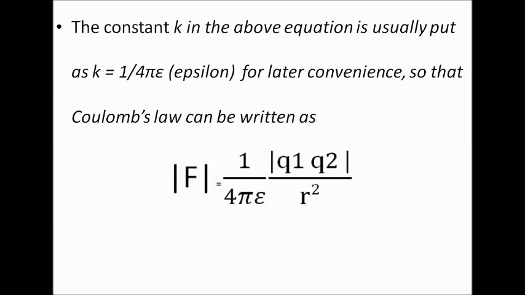Magnitude of force acting between two charges is equal to 1 by 4 pi epsilon into the magnitude of the product of charges divided by R square. Now you learned a new term, epsilon. Epsilon is known as the electric permittivity of a medium. For a better understanding of this term, I am taking the example of refractive index. We learned refractive index in lower classes.